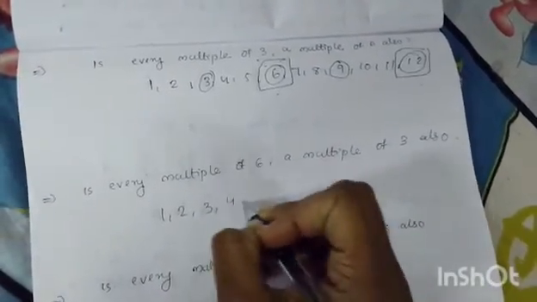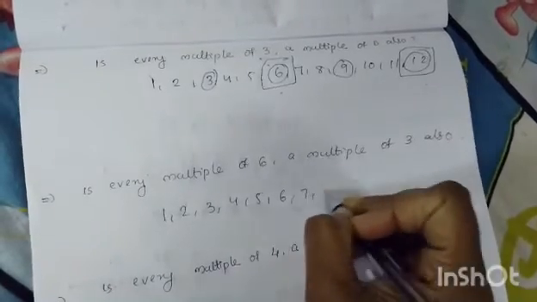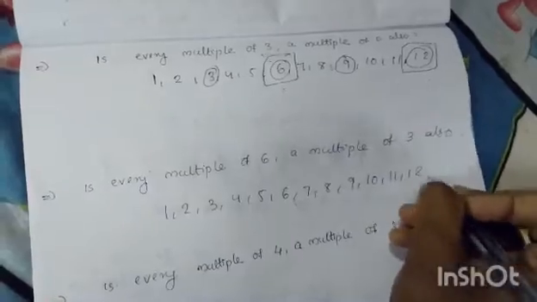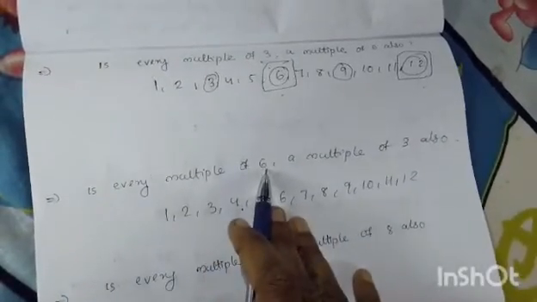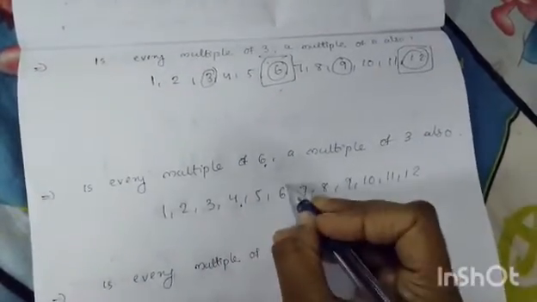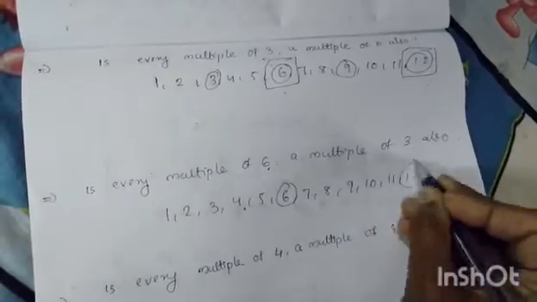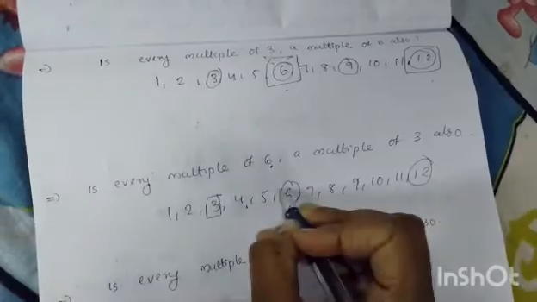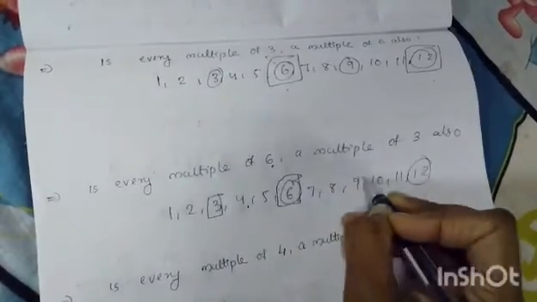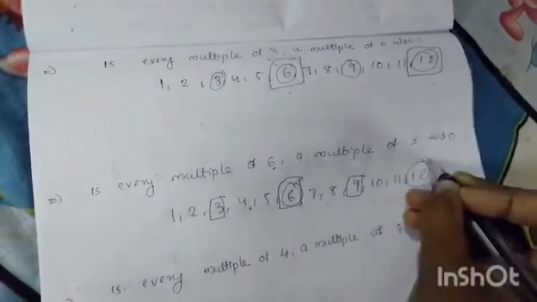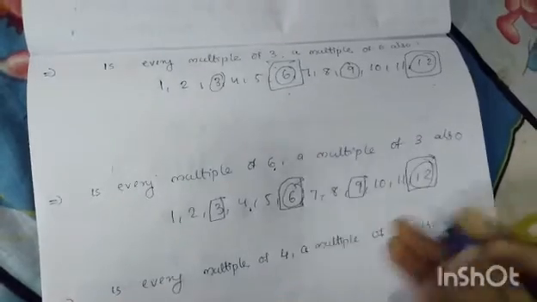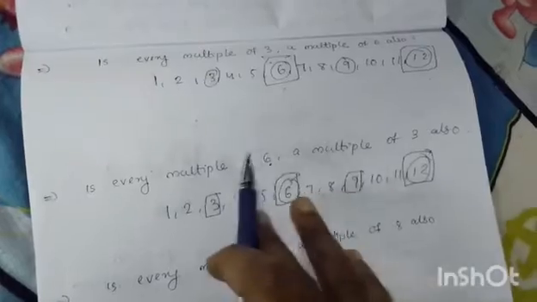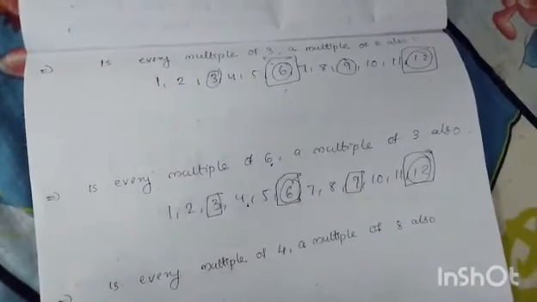Writing the natural numbers here. First we list the natural numbers. Next we want to find the multiples of 6. The first multiple is 6, then 12. And the multiples of 3 as squares: 3, 6, 9, 12. Here we cannot say every multiple of 3 is a multiple of 6. It is not possible there.